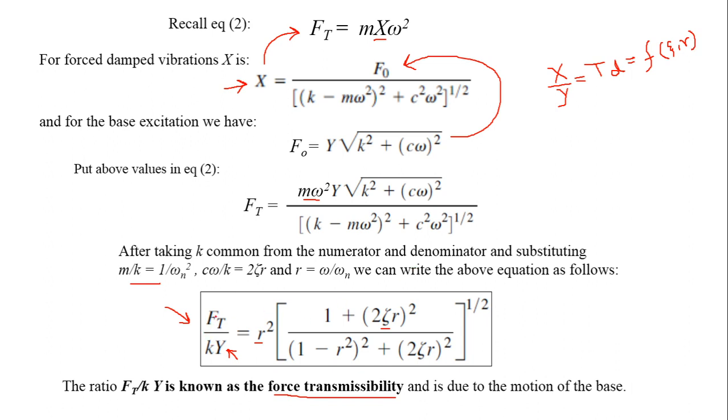And here again we have obtained a dimensionless ratio, but this time this is known as the force transmissibility, and this is again in terms of zeta and r. So we can control the force transmissibility if we can control the value of zeta and r, the frequency ratio.